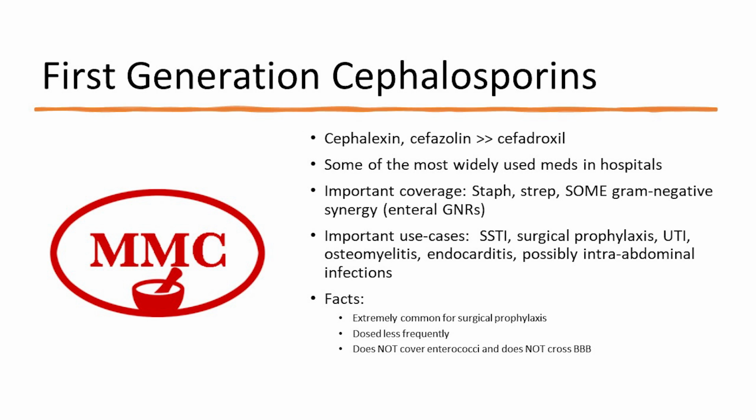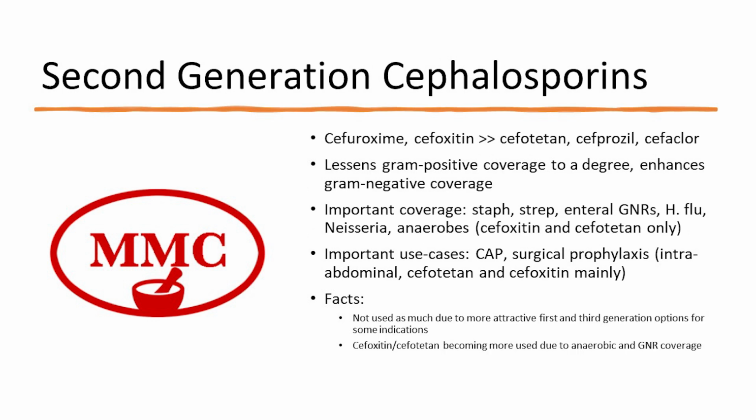These cephalosporins are dosed less frequently, which gives them an advantage over your basic penicillins and aminopenicillins. But do note that cephalosporins do not cover enterococci. These do not cross the blood-brain barrier, so that's extremely important to remember. Now your second generation cephalosporins, you have cefuroxime, cefoxitin, which I see a lot more than cefotetan, cefprozil, or cefaclor. It's really dependent on your area.